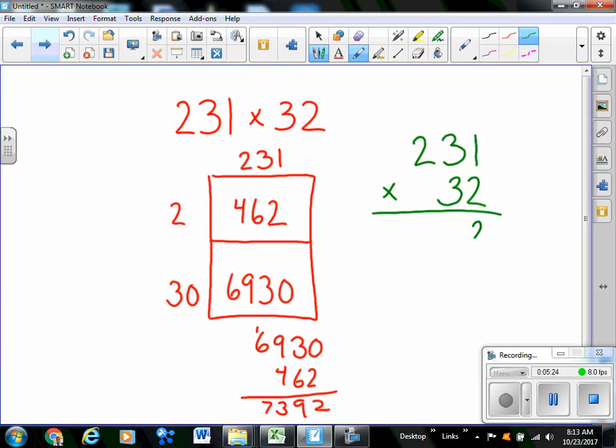2 times 1 is 2, 3 times 2 is 6, 2 times 2 is 4. Partial matches, so we should be good. Add a 0, because now we're multiplying in the tens place. 3 times 1 is 3, 3 times 3 is 9, 3 times 2 is 6. Those match, we're good there. Add our partials together. 2 plus 0 is 2, 6 plus 3 is 9.